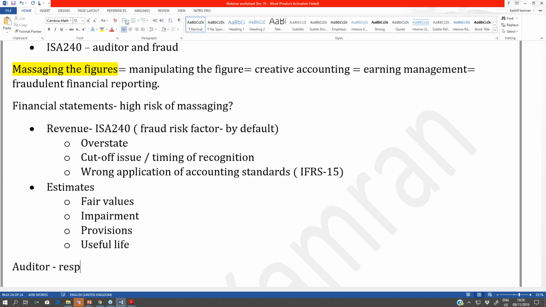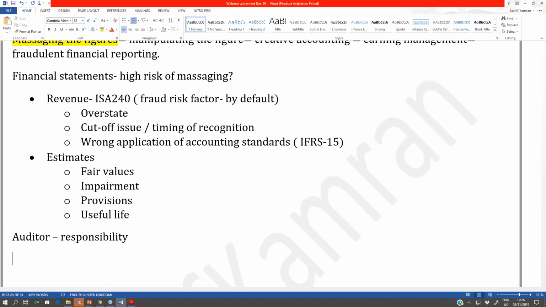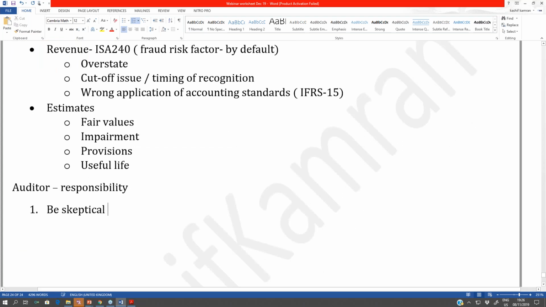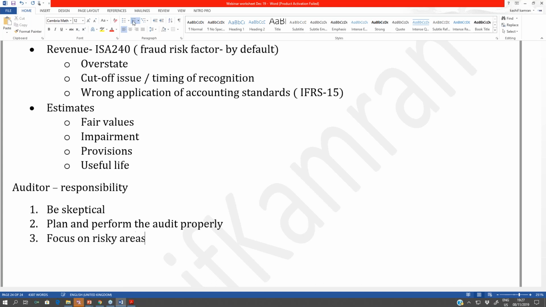Auditor responsibility. What can an auditor do for these fraudulent areas? The first thing the auditor can do is be skeptical. Is that true? Auditor should be skeptical. Plan and perform the audit properly. Focus on risky areas.